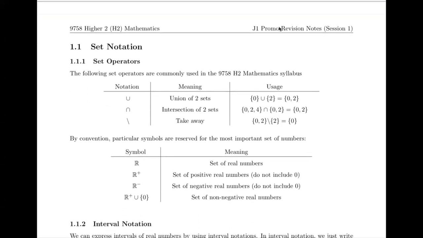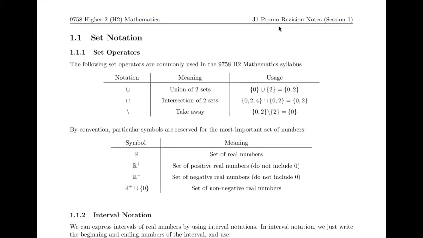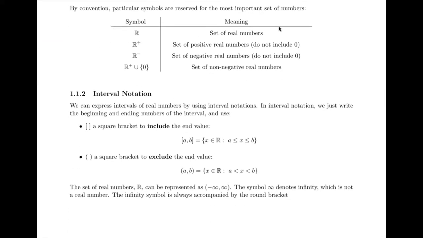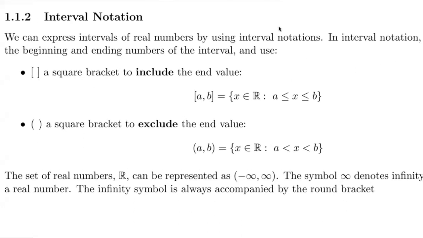So you need to understand how to use all your set operators well, your unions, your intersections, your takeaway symbols. How do you use them to express your answers? The interval notation is super important as well. I think this is something you already know. If it's a square bracket, this is an inclusion. If it's a circular bracket, this is an exclusion.